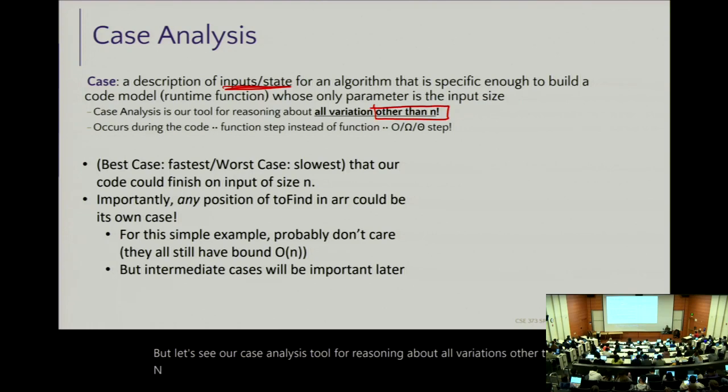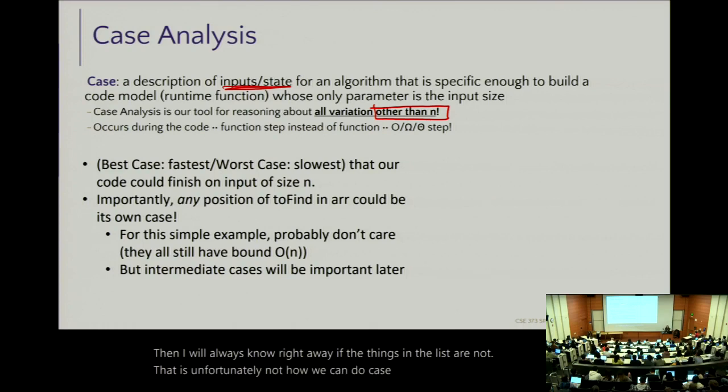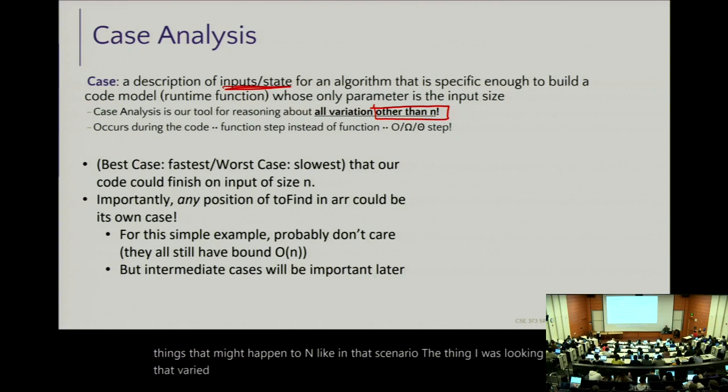So, for example, you will be tempted to say, well, the best case scenario, Casey, is when I only have one item in the list. Then I will always know right away if the thing's in the list or not. That is unfortunately not how we can do case analysis. Because remember, these functions are an operation of the runtime as n tends toward infinity. So the cases cannot vary based on the n, but they can vary based on other things that might happen to n. Like in that scenario, the thing I was looking for, that varied. My n was the same set of five numbers in the same order, but I got two very different behaviors.